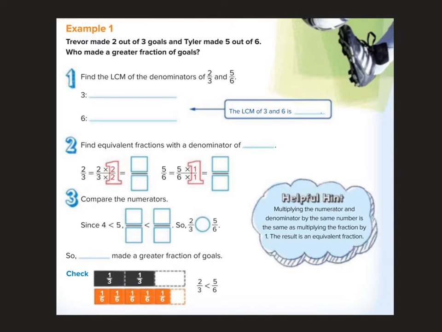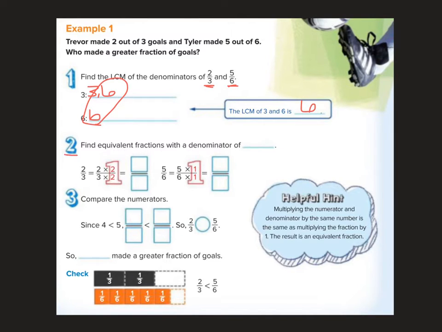Trevor made 2 out of the 3 goals, and Tyler made 5 out of 6. Who made a greater fraction of goals? Okay, so we have 2/3, 2 out of 3, and we have 5/6, 5 out of 6. So I'm going to look at my denominators 3 and 6, and I'm going to try to find the least common multiple so that I can get those common denominators. Okay, so if I count by threes, 3, 6, you can see where this is going. Look at that, 6. So the LCM of 3 and 6 is 6.